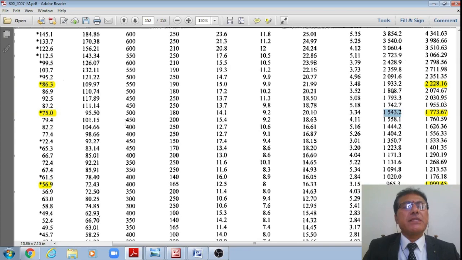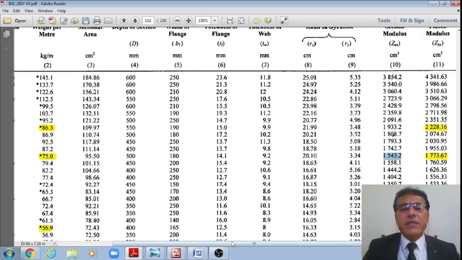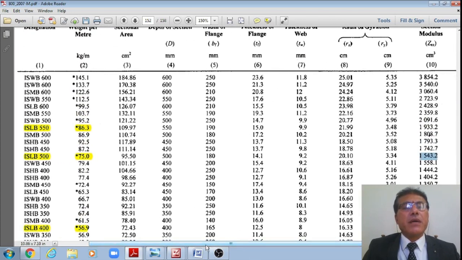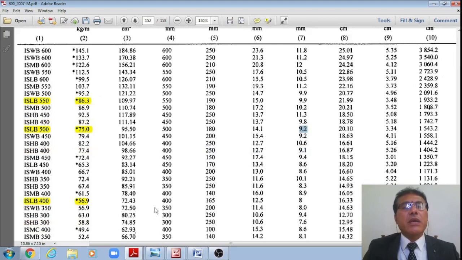The depth of the section is equal to 500, the width of the flange bf is equal to 180, the thickness of the flange is equal to 14.1, and the thickness of the web is equal to 9.2. Therefore, I just noted down all the relevant properties.